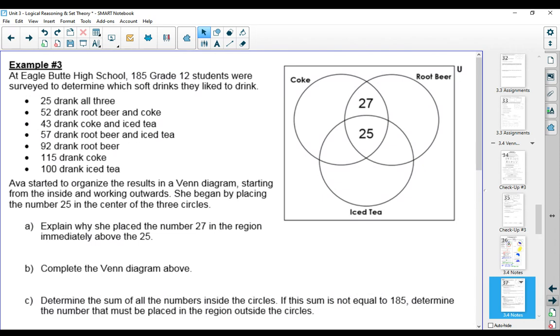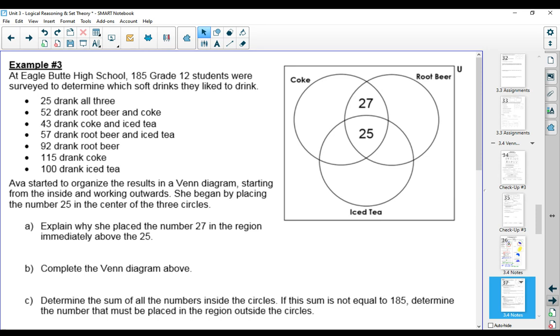Example number 3 says at Eagle Butte High School, 185 grade 12 students were surveyed to determine which soft drinks they like to drink. We've got the list here. We know how many drank all 3, how many drank root beer and Coke, and so on. We're going to use that information to fill in the Venn diagram and then answer the related questions.